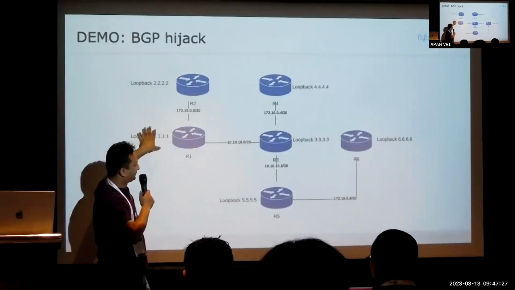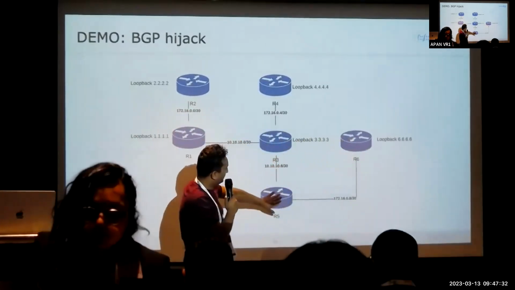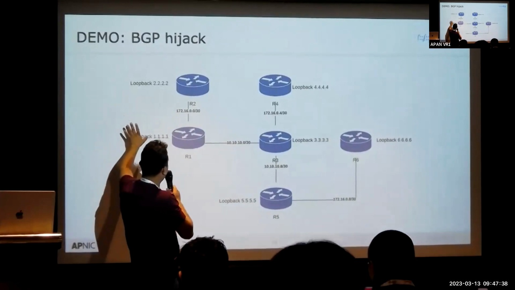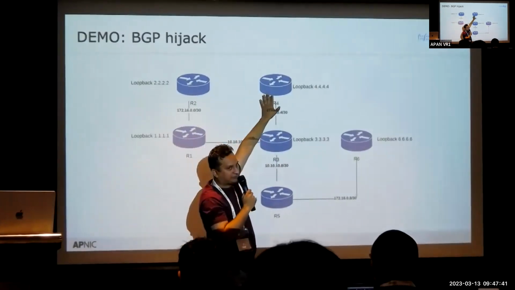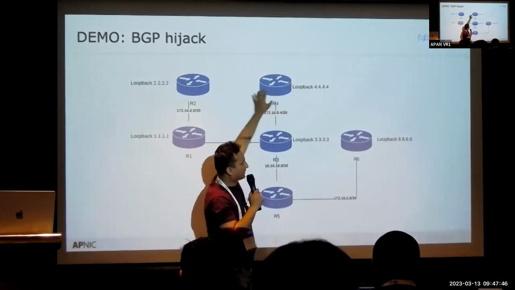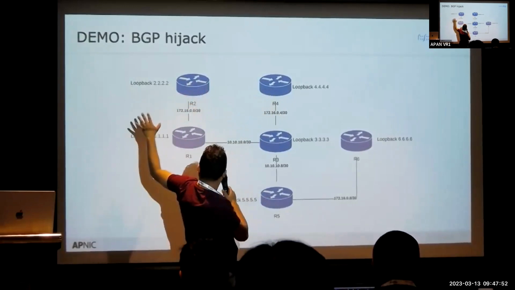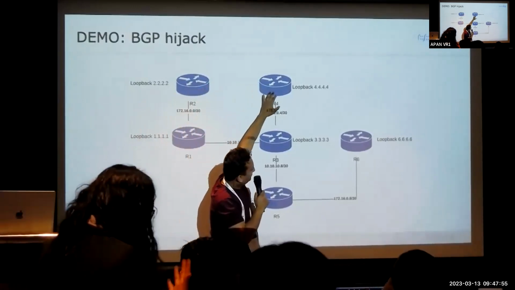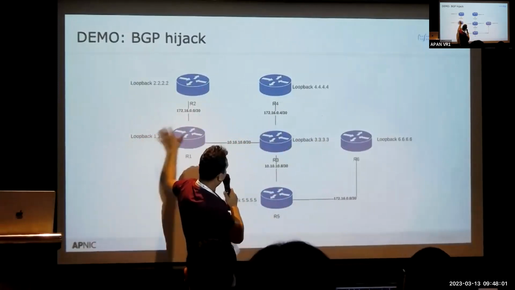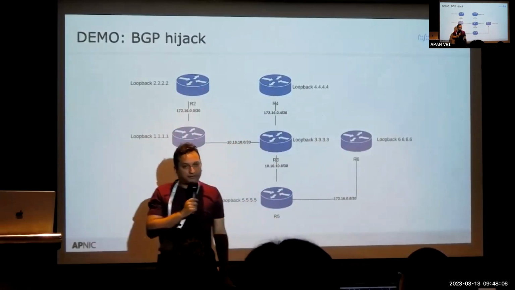So if router 6 has to get to router 1, then it has to come through router 5, router 3, and router 1, right? And okay, this is the bad guy here, router 4. If router 4 announces the same prefix as router 1's prefix over here, then the shortest path would be, if router 6 has to get to the same IP address over here, it has to go through router 5, 3, 4. And that's what we are going to show.